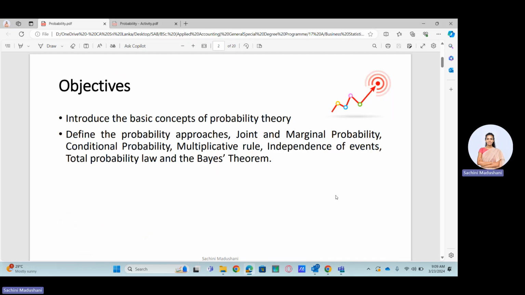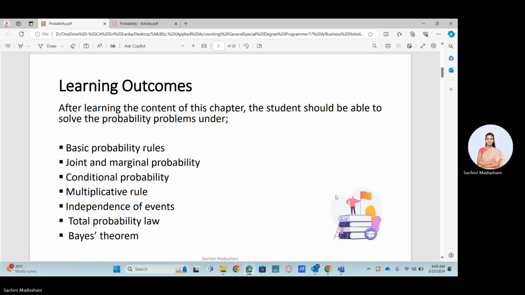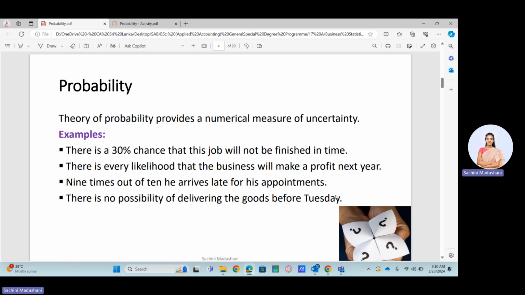Okay. Then the objective of this session is to introduce the basic concepts of probability, and to define the different kinds of probability approaches and concepts. Then these are the learning outcomes. Then first we move into probability.